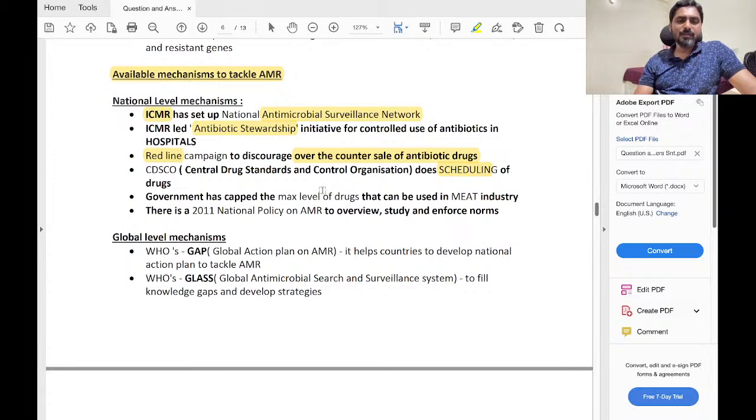The government has capped the maximum level of drugs that can be used in the meat industry. So it has done capping also. The government has also started a 2011 national policy on AMR to overview, study and enforce the norms. So these are some of the mechanisms. You can pick and choose and mention some of them.